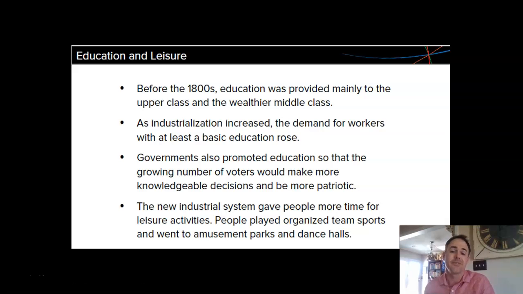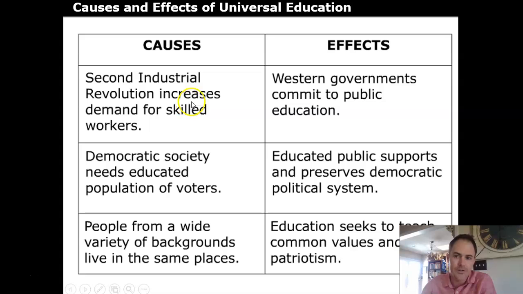Education begins to change. It becomes more available to people, promoted by the government, as an educated worker is needed to work increasingly in these roles, especially in that middle class. So this demand for skilled workers, right, leads to Western governments committing to public education. Like, we need the people working in our factories to have some basic understanding of math and science. They need to be able to communicate with other people, so they need to all speak the same language.